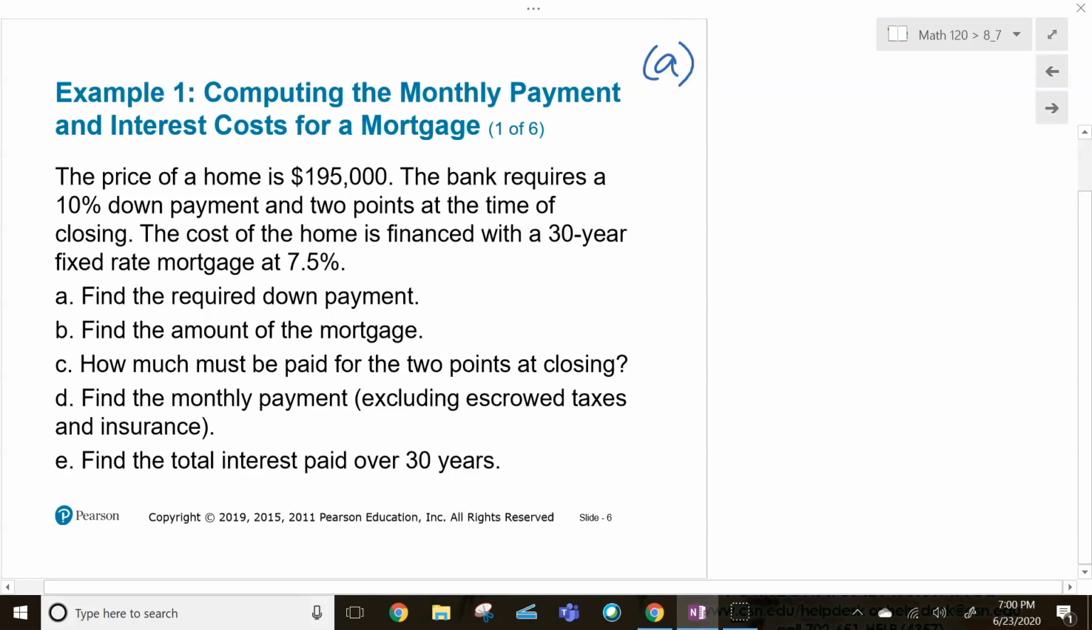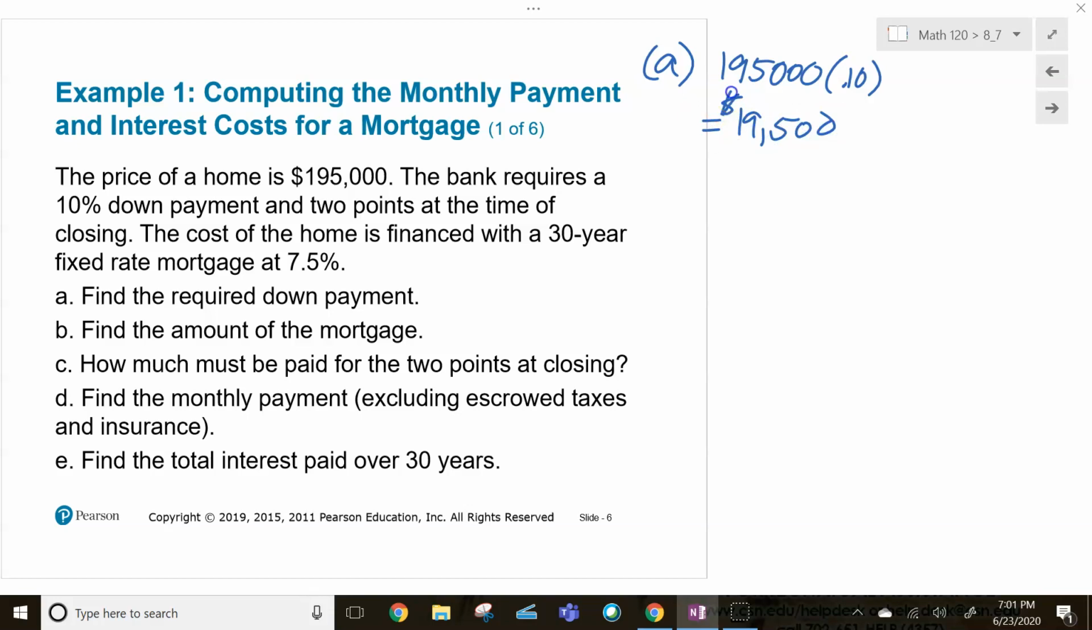So the down payment is 10%. 195,000 times 10% is 19,500. So you're going to put 19,500 down when you go to buy this home that costs $195,000. So part B, what's the mortgage? In other words, how much loan are you going to have to take out to finance this thing?